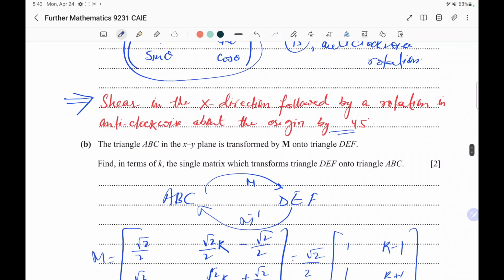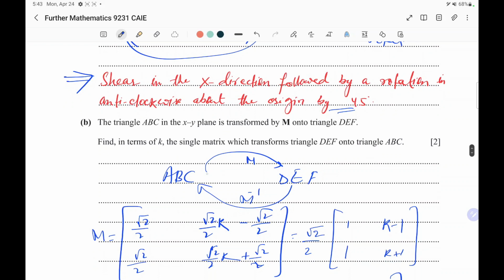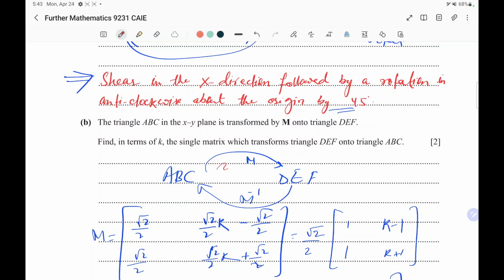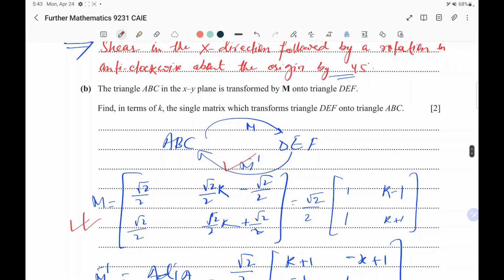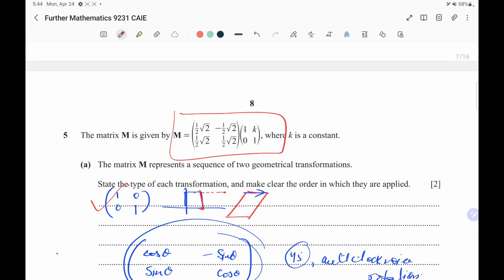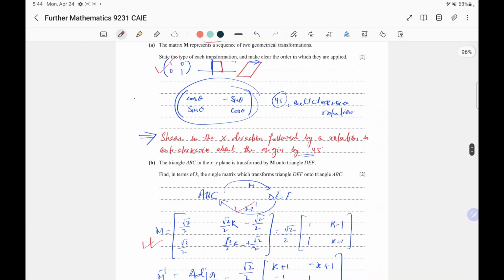Okay, now triangle ABC in the xy plane is transformed by M onto DEF. Find, in terms of k, the single matrix which transforms DEF onto triangle ABC. So that's simple again, because when ABC is transformed to DEF by matrix M, then DEF gets back to ABC by matrix M inverse. So we need to first find M. M is just the product of them. So root 2 over 2 times 1, which is root 2 over 2.